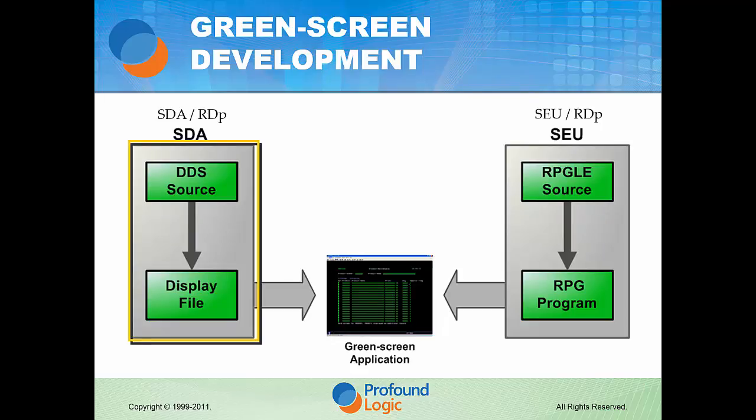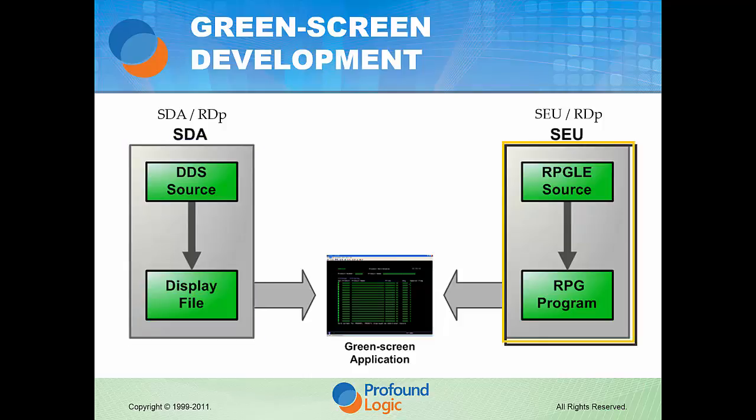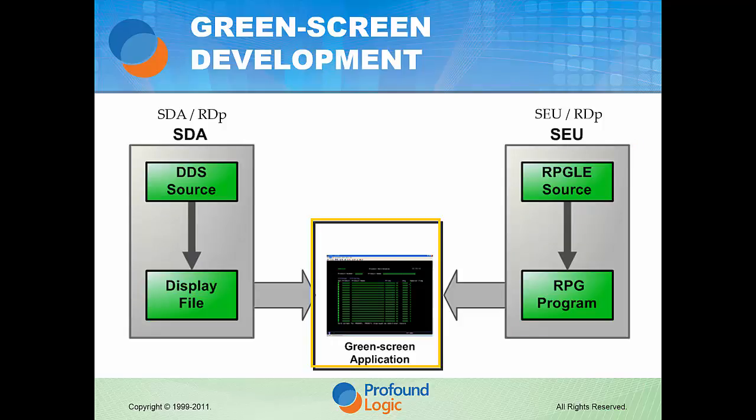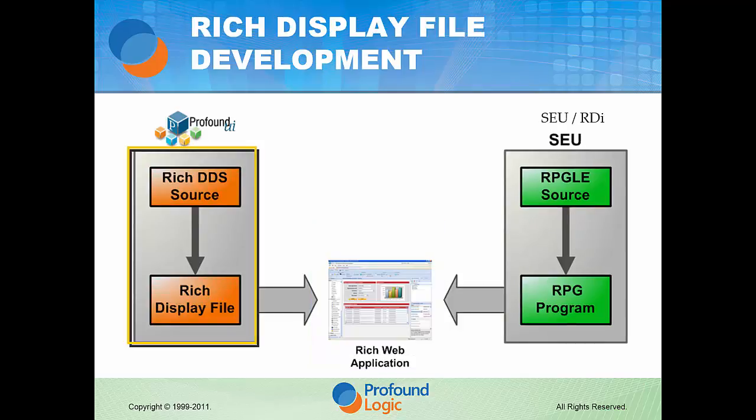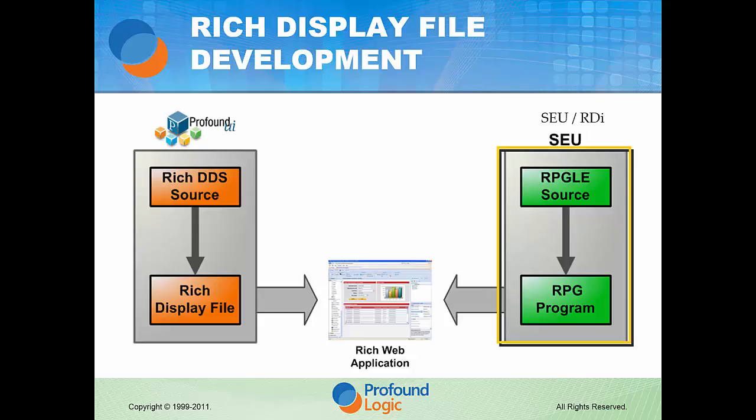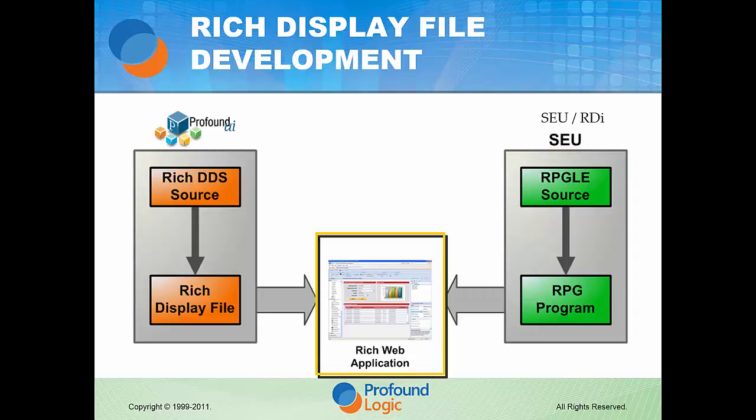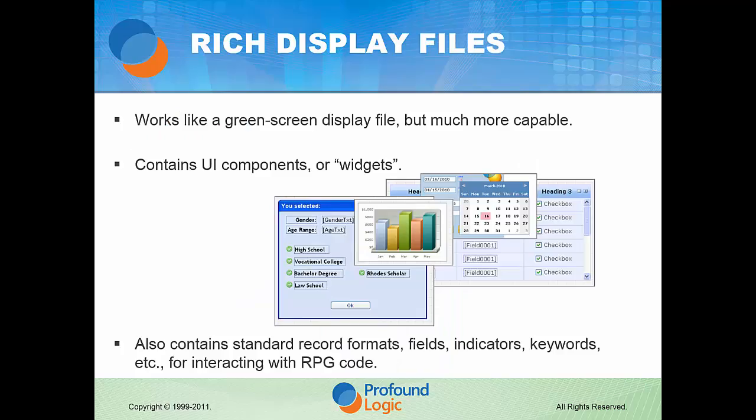On the left, we have a green screen design tool like SDA or RDP, RDi, and you create a display file object. Then you go and create an RPG source member with RDP or SEU, and you create a green screen program. So what we do is we replace this component on the left. We remove the green screen display file and replace it with a rich display file. The same program can then be used, exactly the same program, and that will then run to create a rich web application in a browser.